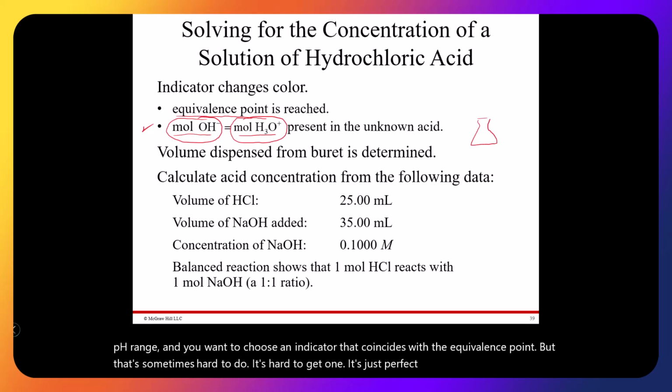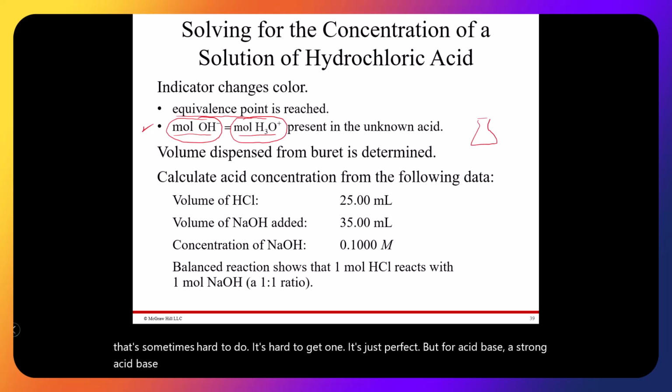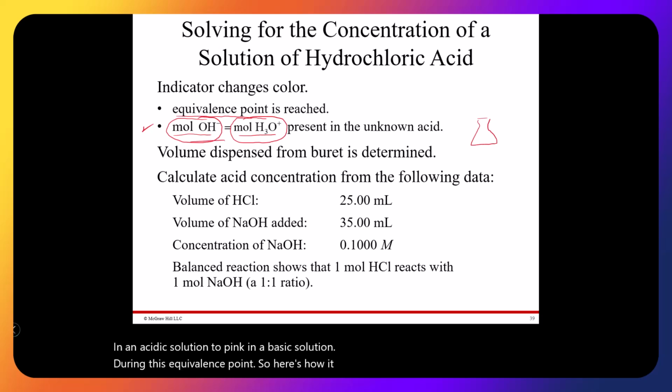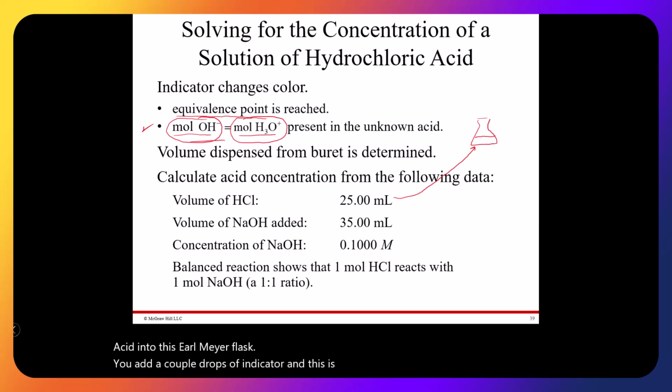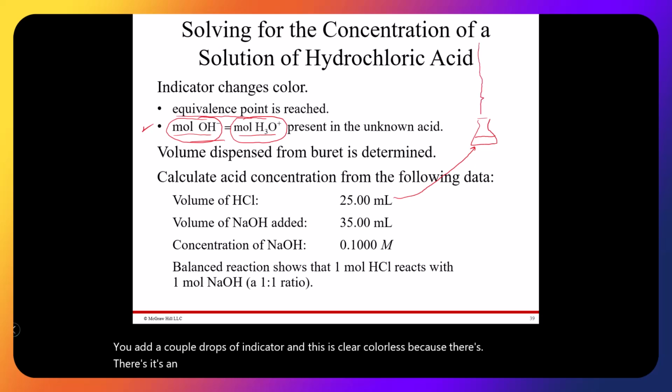But for acid base, a strong acid base, we generally use phenolphthalein, and it'll change from colorless in an acidic solution to pink in a basic solution during this equivalence point. So here's how it works. You put in 25 milliliters of acid into this Erlenmeyer flask. You add a couple of drops of indicator, and this is clear, colorless, because it's an acid. Here's my burette. Here's my valve.